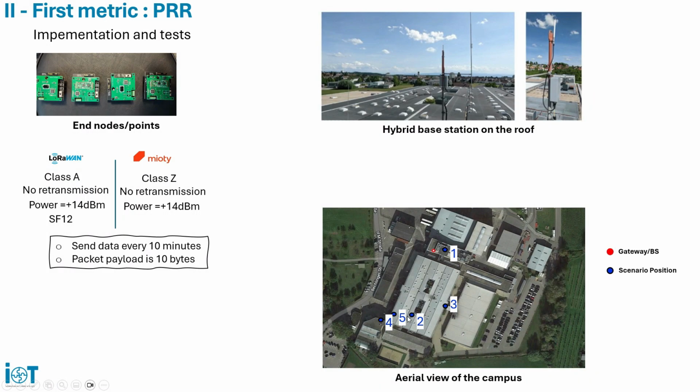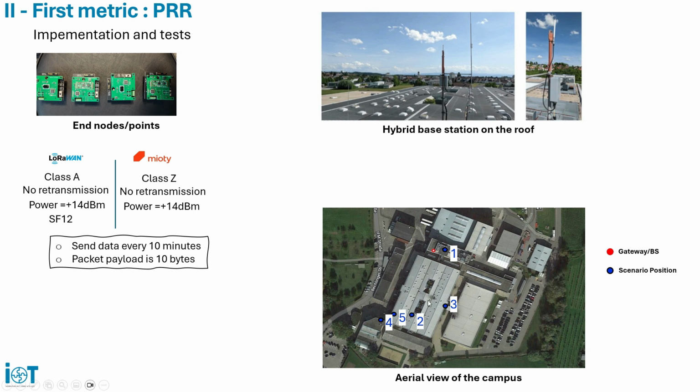Our end nodes or endpoints are placed in a different location every time. We have 5 scenarios, meaning 5 locations. The first scenario is, as you can see here with this red dot, our antenna. It's directly near the antenna. We wanted to test the direct line of sight scenario to make sure that we are receiving 100% of data, so nothing is wrong with the devices or the base station.